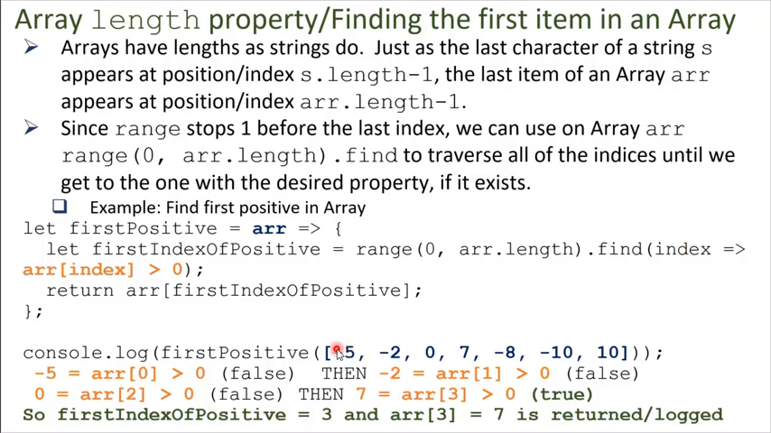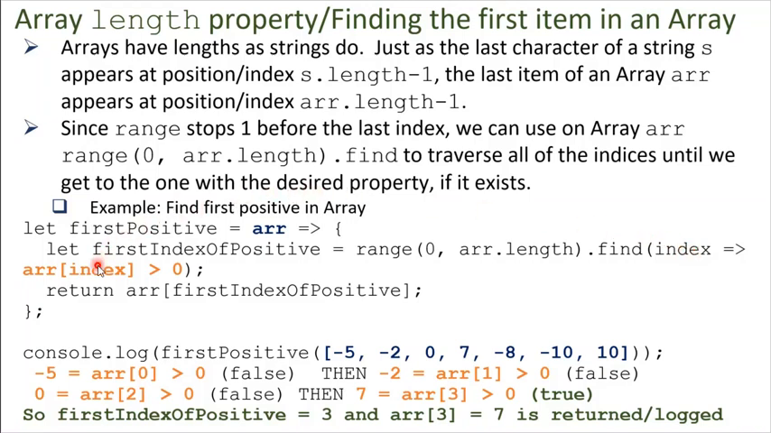So if you give this array to first positive here, right? So ARR is equal to this array, then ARR.length is going to be 1, 2, 3, 4, 5, 6, 7, right? So this is going to generate the array 0 to 6, right? Because it stops 1 before. So again, the first number it's going to plug in is 0, then 1, then 2, right? So these are the indices. That's why I called it the index.